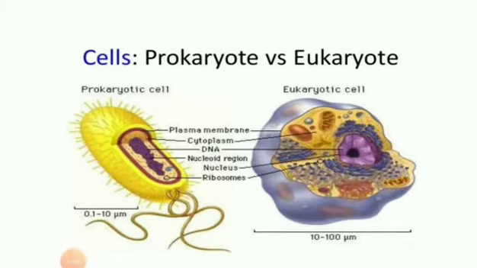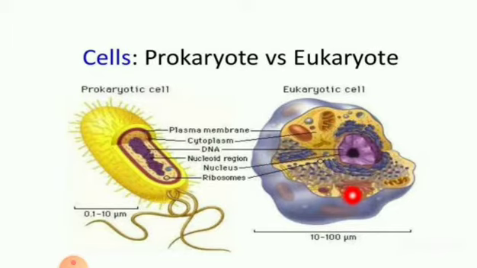Students, in some organisms like bacteria, cyanobacteria or mycoplasma, no true nucleus is seen. See the picture. This is bacteria, right? This bacteria has plasma membrane and cytoplasm, DNA, nucleoid region and ribosomes, but it does not have a nucleus. So, this type of organism is called a prokaryotic cell. Prokaryotic cell is nothing but a cell that does not have a nucleus. What about eukaryotic cell?